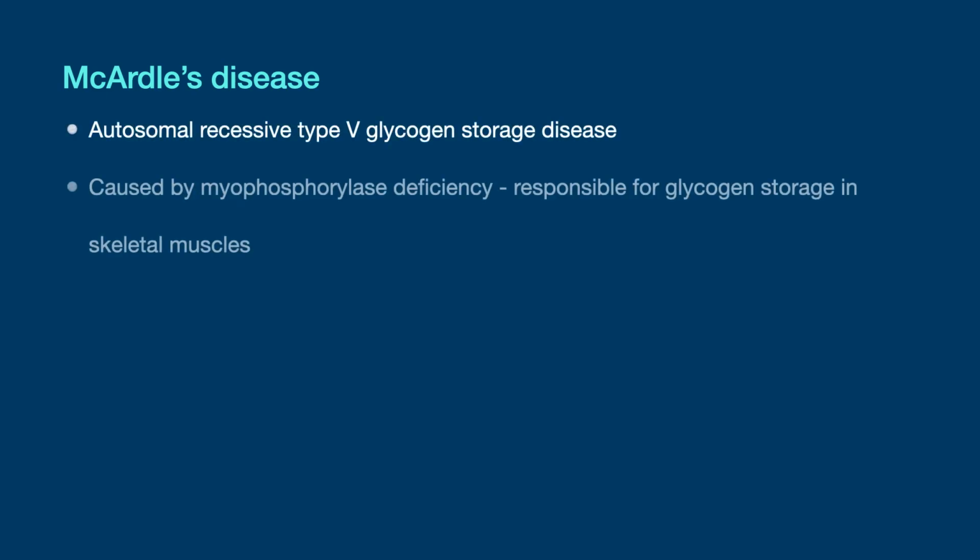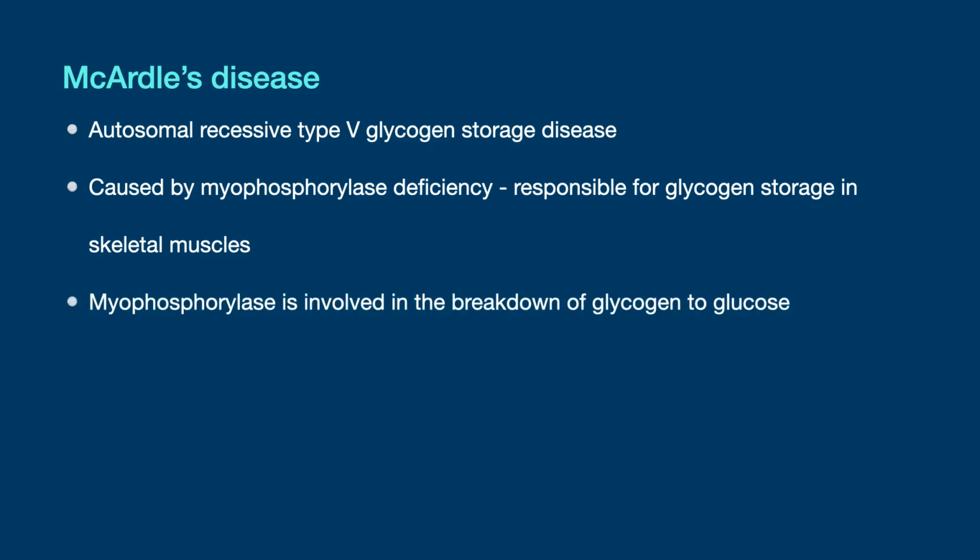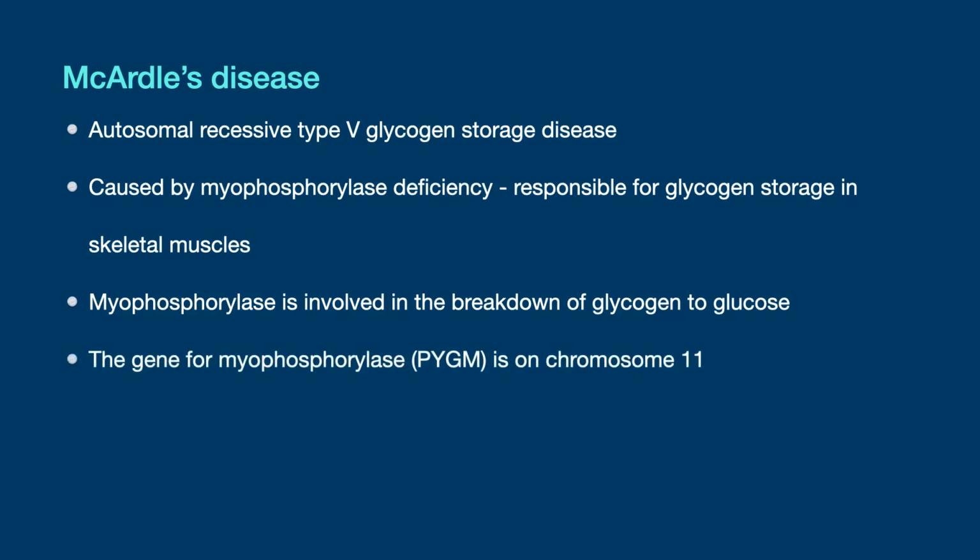McArdle's disease. It is an autosomal recessive type 5 glycogen storage disease caused by myophosphorylase deficiency, which is responsible for glycogen storage in skeletal muscles. Myophosphorylase is involved in the breakdown of glycogen to glucose. The gene for myophosphorylase is on chromosome 11. This causes decreased muscle glycogenolysis. It is now known as one of the most common disorders of muscle metabolism.